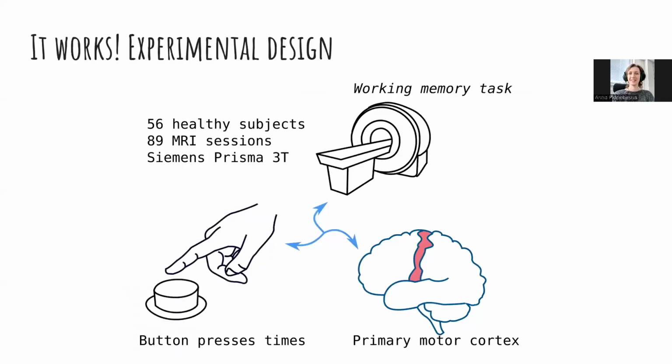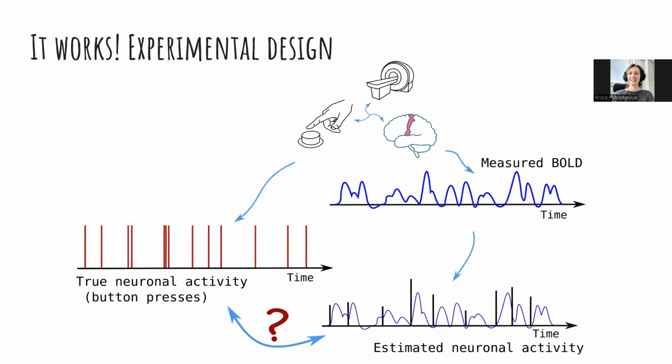Now I would like to show you the results of the mentioned method on real data. We ran an experiment where volunteers were pressing a button. It was a working memory task. However, now we are not interested in memory, but in motor activity. From the measurements, we extracted the primary motor cortex time series and used it to estimate the neuronal activity. Then this estimated signal was compared to the button presses, which we took as a ground truth of the motor cortex activation. Ideally, we would detect all the button presses, but not more than that.